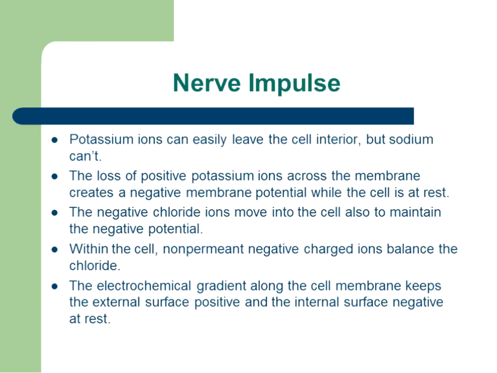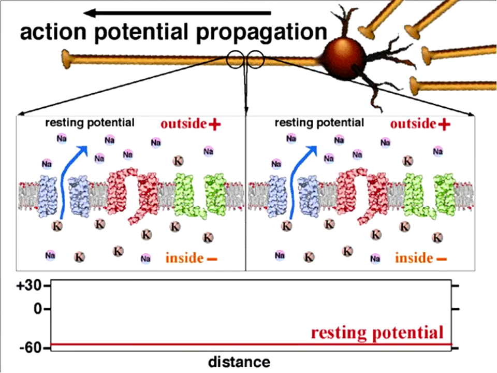And you still got protein in there that's negative, and then you've got negative chloride that's coming in that's making the cell more negative. So negative chloride ions move into the cell also to maintain the negative potential within the cell. Non-permeant negative charge ions balance the chloride. So those protein ions, represented by A, are negative and they cannot leave the cell. So they're always negative, but you got chloride that is permeable and it's coming in. It's more permeable. The electrical gradient along the cell membrane keeps the external surface positive and the internal surface negative.